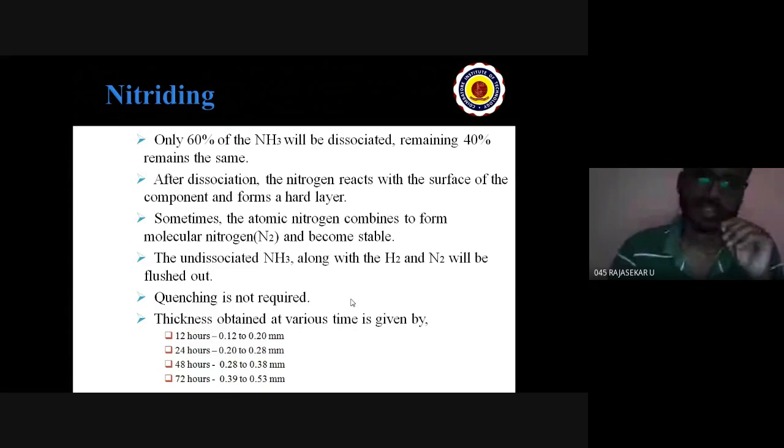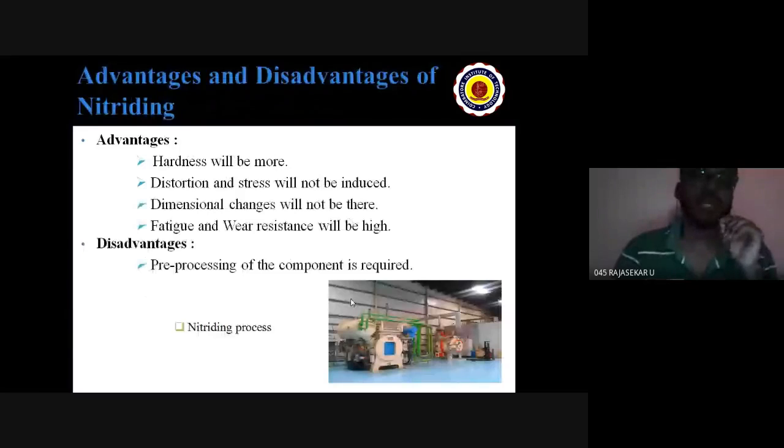Then the advantages and disadvantages of nitriding. The advantage is that the hardness will be more, and distortion and stress will not be induced. The dimensional changes will not be there. Then fatigue and wear resistance will be there. The disadvantage is that pre-processing of the component is required. That mainly denotes that decarburization is to be done before the nitriding process.